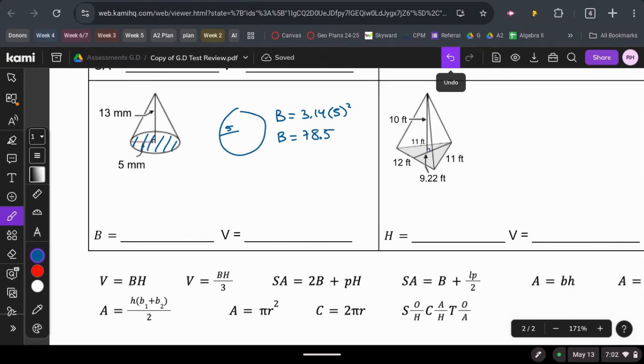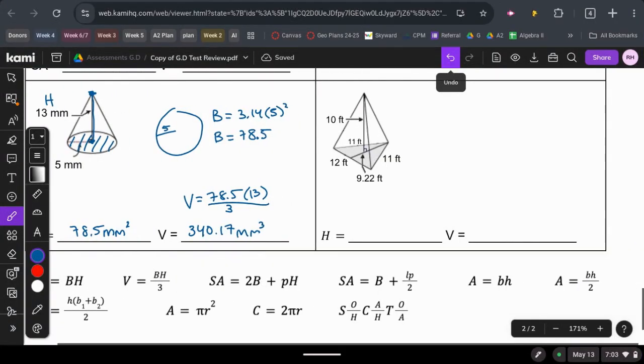I don't need the perimeter. I just need the area of the base and the height. So I've got the 78.5. The area of the base is an area, so squared. Capital B is always squared for the units. Volume is area of the base times height. Going from the center of my base to the vertex is a height of 13. So when I calculate the volume, I'm taking area of the base 78.5 times capital H. It's not a cylinder, so we have to divide it by 3. That's when we get 340.17 millimeters cubed for volume.